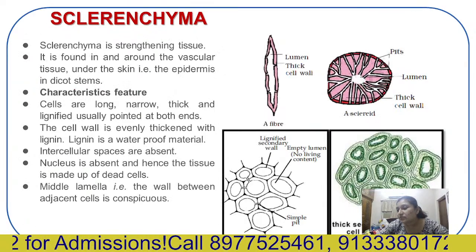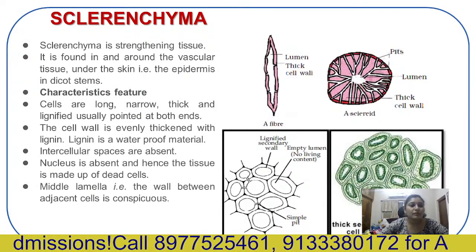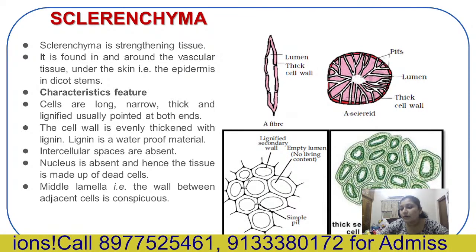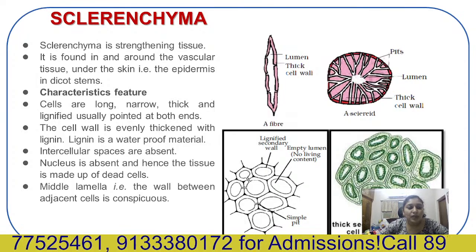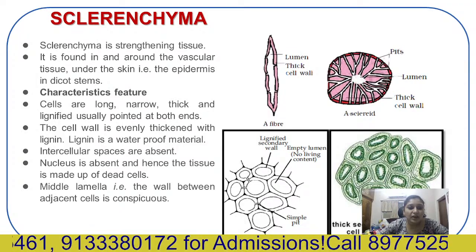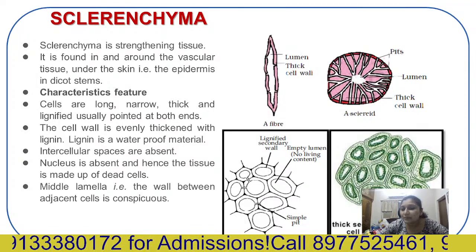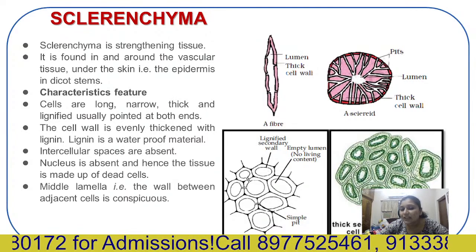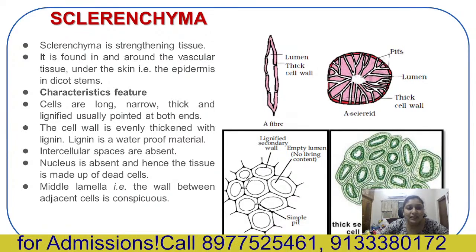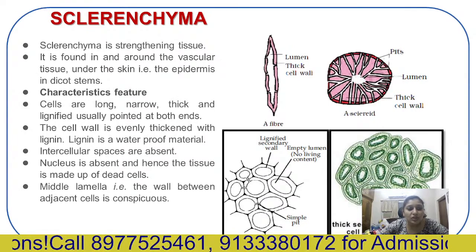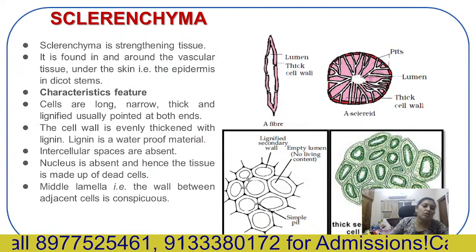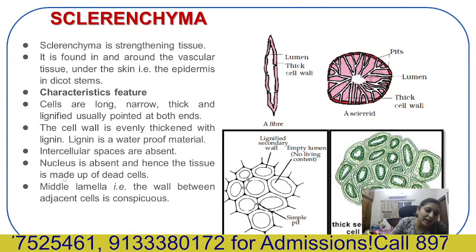Next, it is about the sclerenchyma. So sclerenchyma is a strengthening tissue. It is found in and around the vascular tissue also. That means which are the vascular tissues? Xylem and phloem. Also under the epidermis in the dicot stem. The characteristic feature of the sclerenchyma: they are long, narrow, thick and lignified.